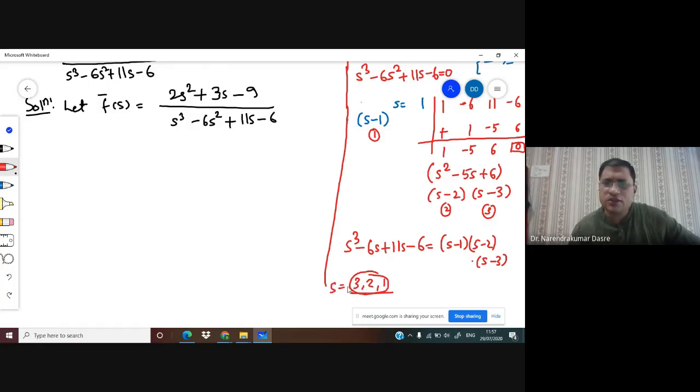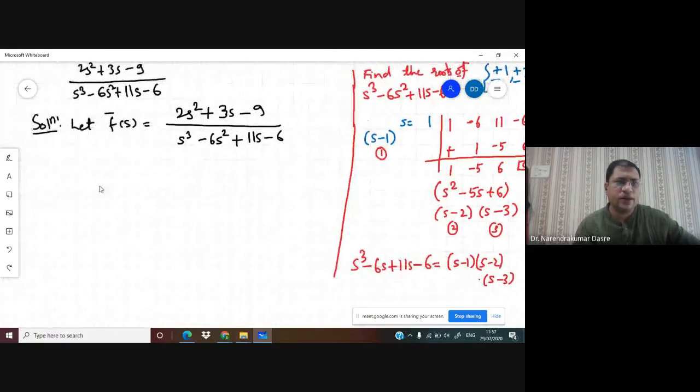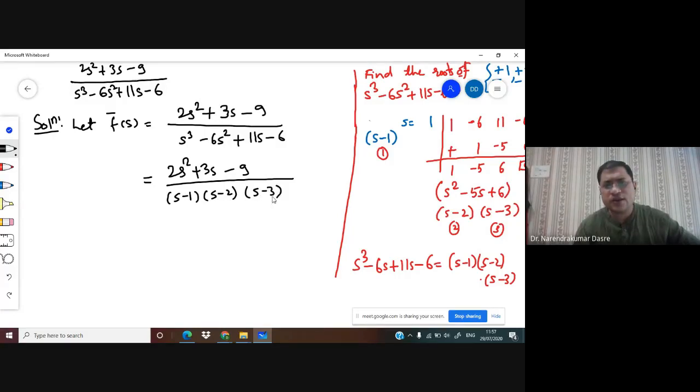So s is equal to 3 means s minus 3 is a factor, s is equal to 2 means s minus 2 is a factor, and s is equal to 1 means s minus 1 is a factor. So this way we are able to get the factors, and once you get the factors, you can use them here. So I can write this as 2s square plus 3s minus 9 and the factors of this, s minus 1, s minus 2 and s minus 3.